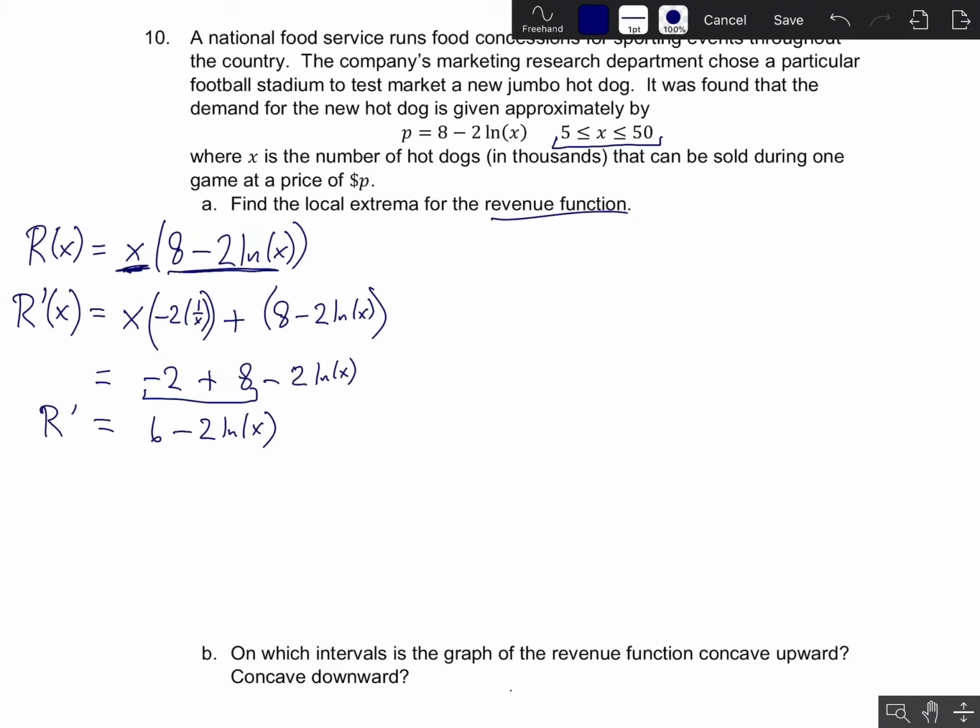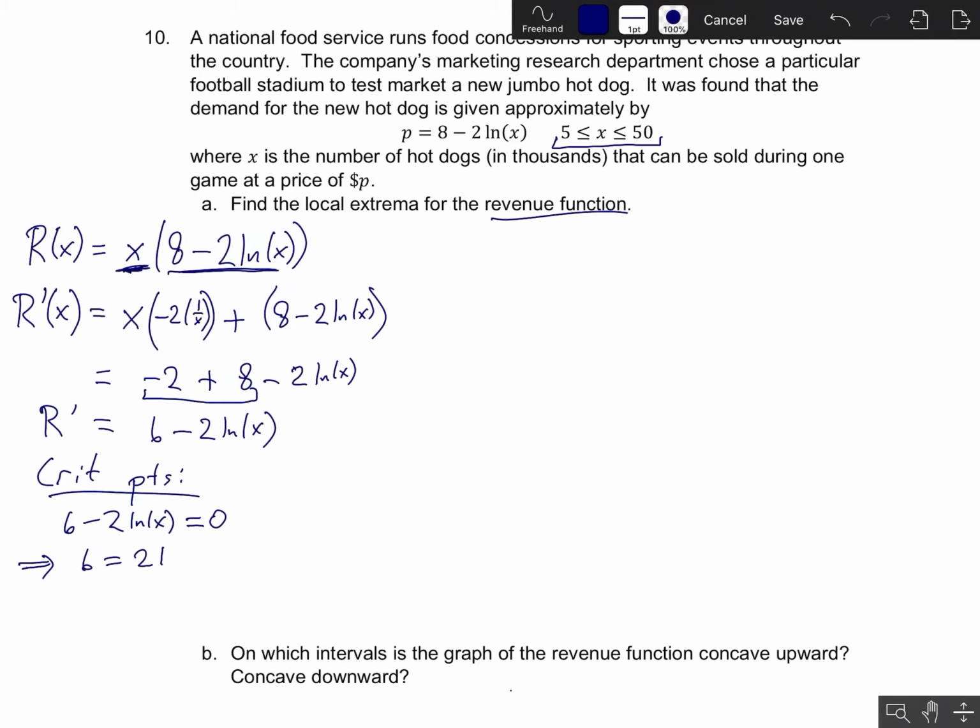Now, if we're trying to find the local extrema, that means that our first step is to find the critical points. A critical point is where r prime is equal to 0. So if we're looking for the critical points, we want r prime to equal 0. So we're just going to take r prime, which is this, and set it equal to 0. And then we can solve for x to find the critical points.